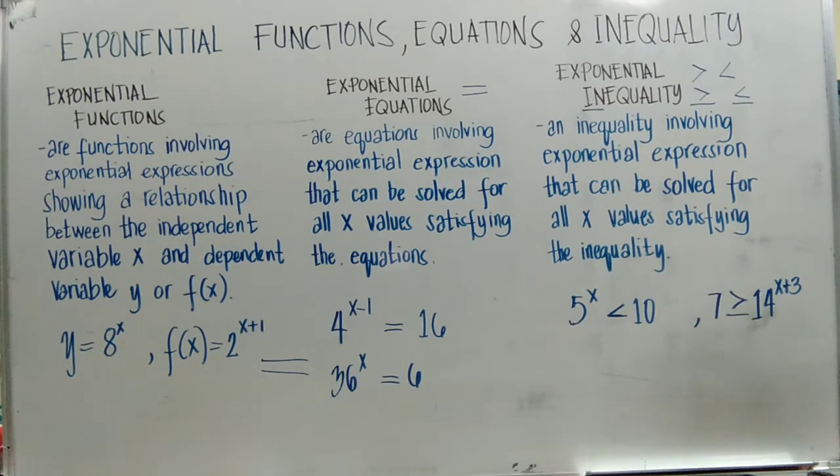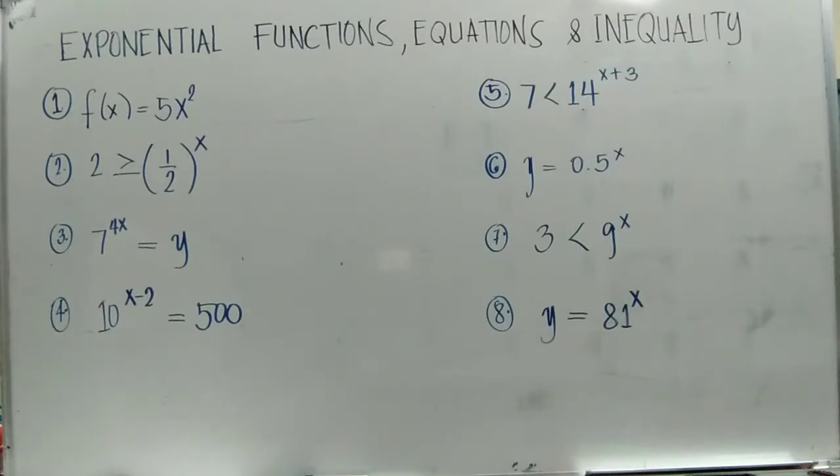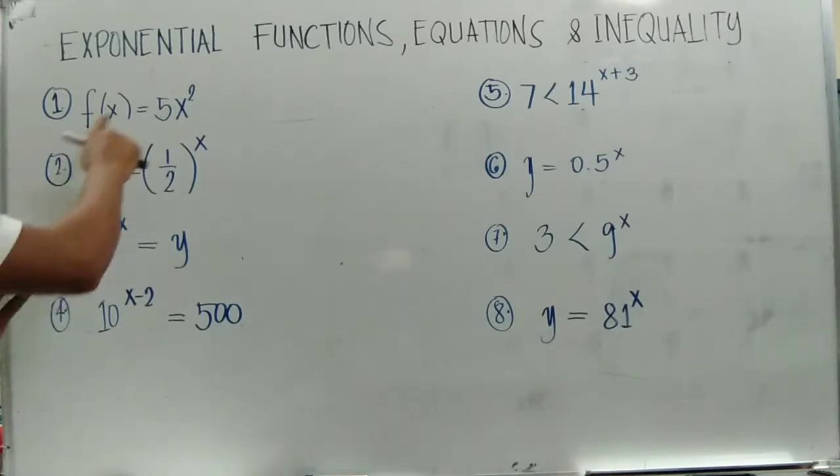So let us proceed to more examples and let us identify which of them belong to functions, equations, and inequality. We have examples on the board, so we will have to identify the following, whether it belongs to exponential functions, exponential equation, or exponential inequality. So let us start. Example number 1, we have f of x equals 5x squared. Let us first identify the symbol between the expressions. The symbol is equal.